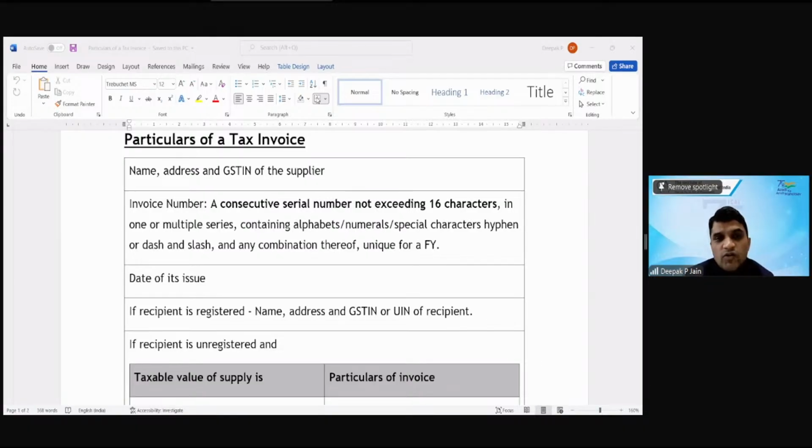Value of supply inclusive of tax? No, value of supply is exclusive of tax, because the value of supply is the value for which you are selling it and then adding the GST on it.